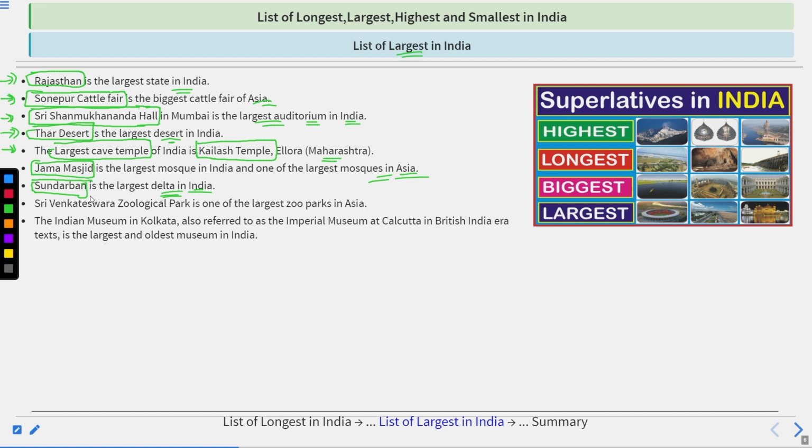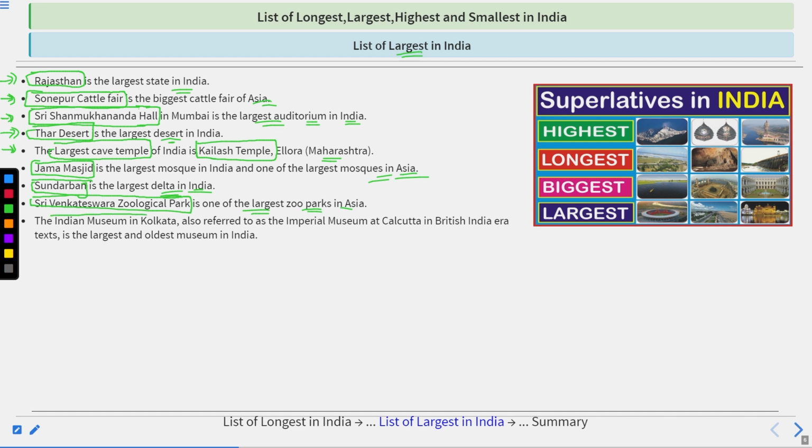Then we have Sri Venkateswara Zoological Park. It is the largest zoo park in India and one of the largest zoo parks in Asia.